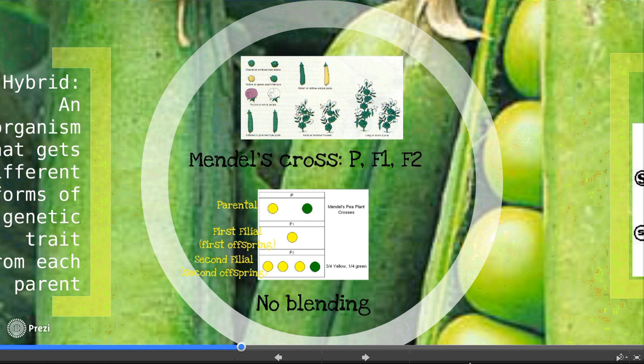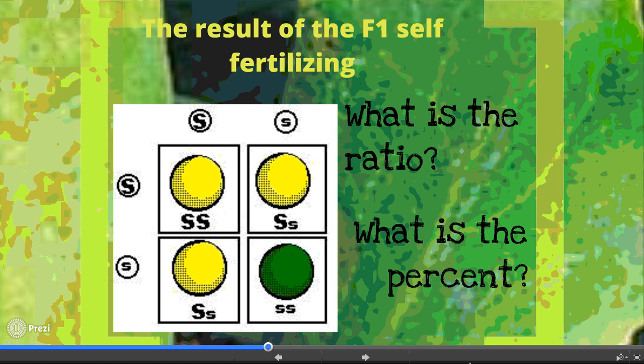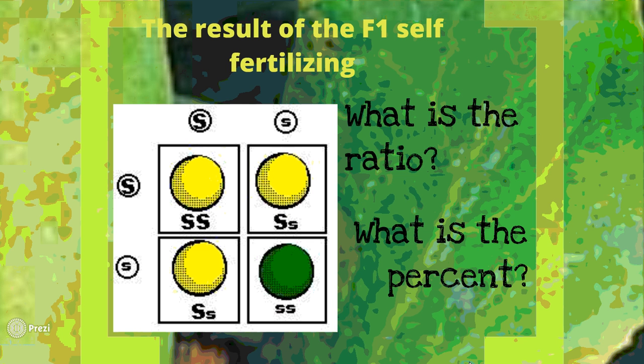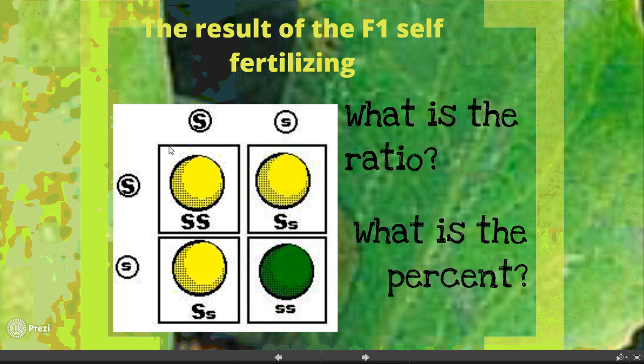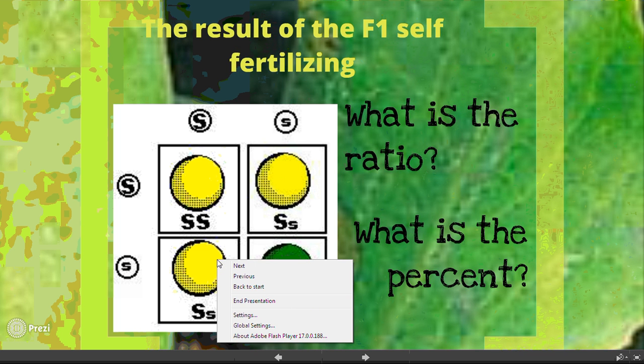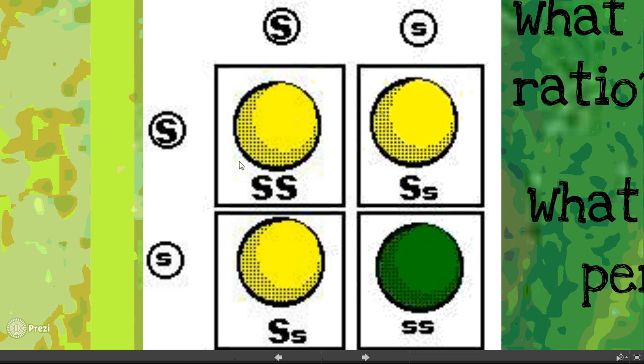So he did these things with all of these different traits to get the same results. So what is a ratio and what is a percent? We were going to be looking at the predicted offspring from a particular cross. So if we take two parents which are heterozygous, or two parents that are hybrid, one dominant trait and one recessive trait, we can cross those in a Punnett square to show what the predictions would be here.